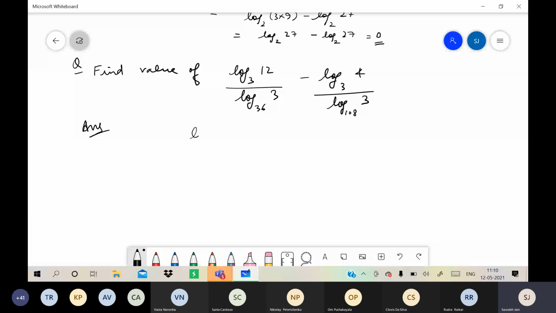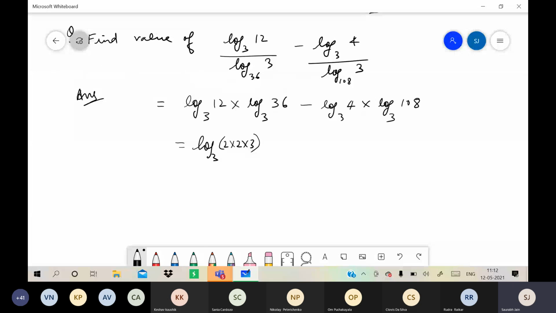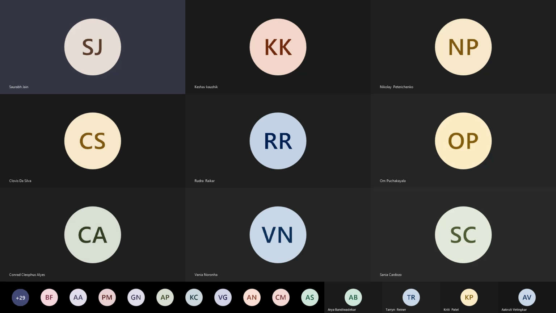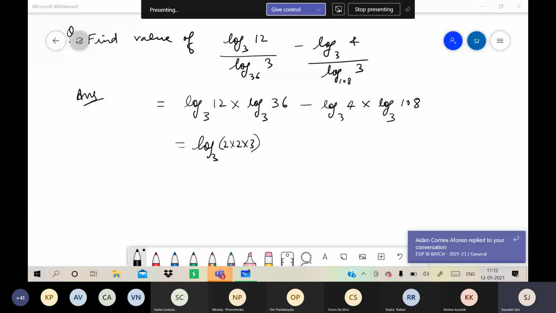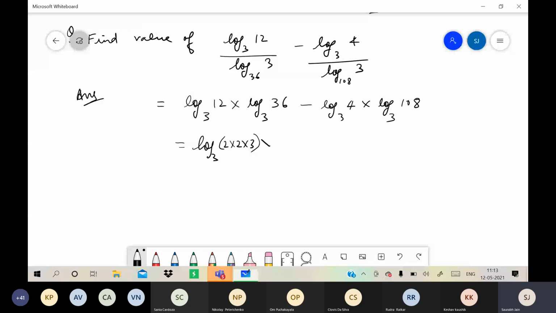Sir, your screen is stuck. We are unable to see what you're sharing. Is it lagging or is it stuck? It's stuck, sir. We can't see. Wait a minute. Can you see now? Yes, sir. Okay.